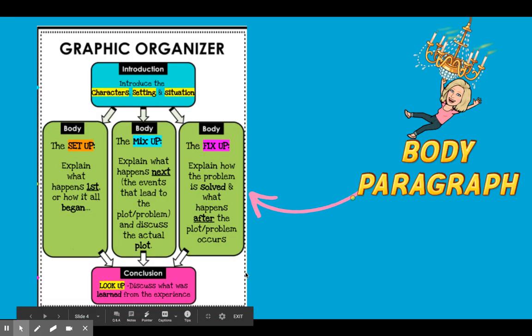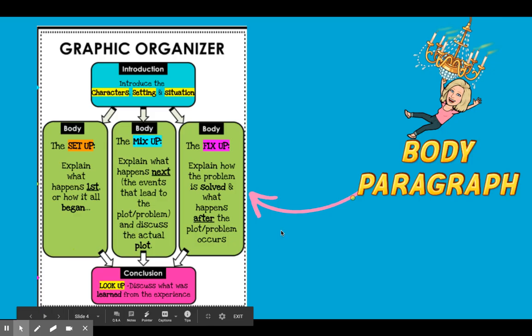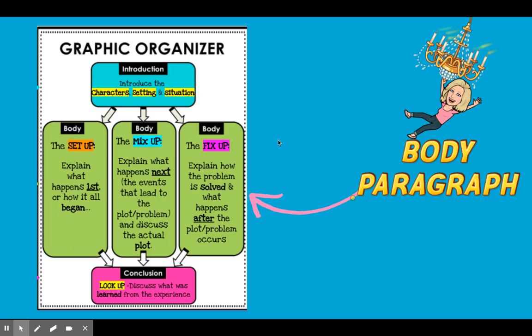So when we look at a graphic organizer for our narratives, we know that we have to have an introduction for our narrative that has a character, setting, and situation. And then in the body, we want to talk about what happened first, next, and last. And we could talk about the setup, the mix-up, remember, where we say our problem, and then the fix-up is the solution. And then, of course, at the very end, our last paragraph is going to be the conclusion. But today, we're going to be focusing just on that body paragraph. So the setup, the mix-up, and the fix-up.